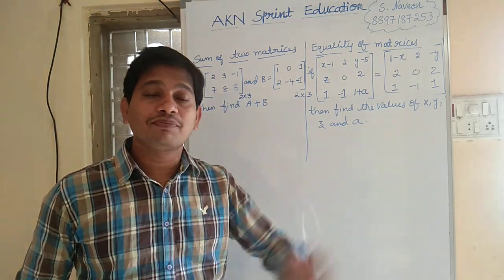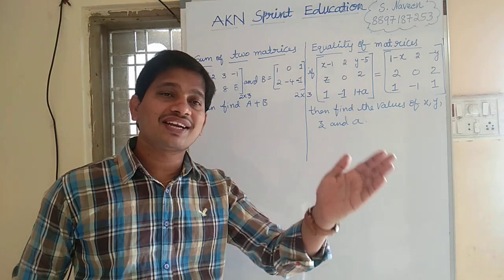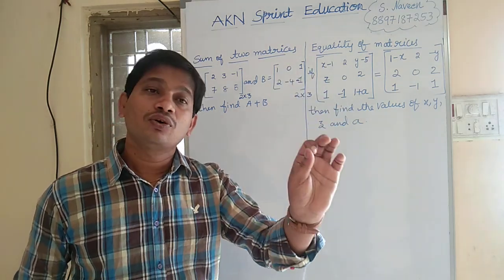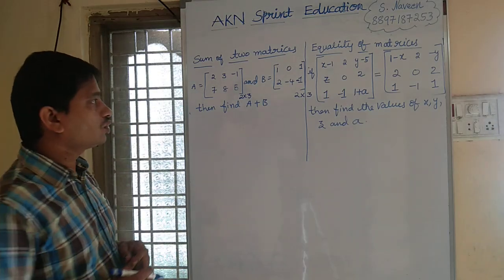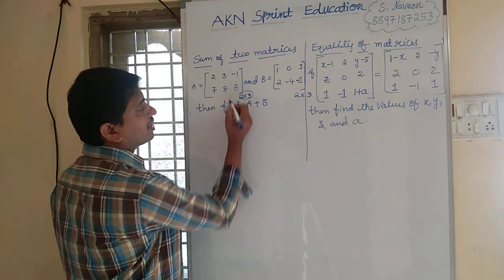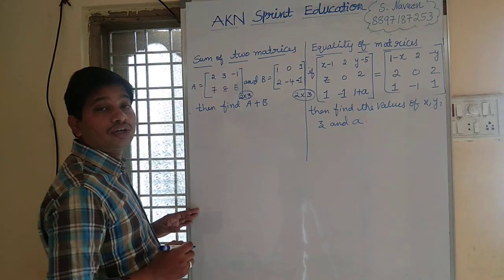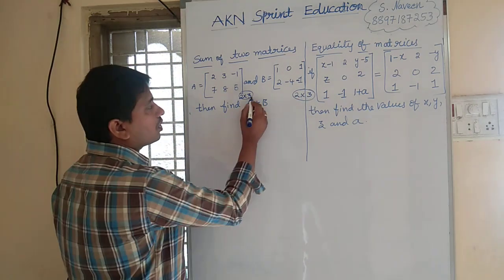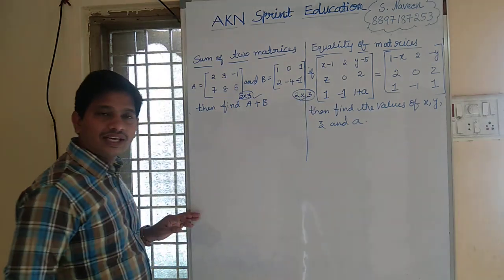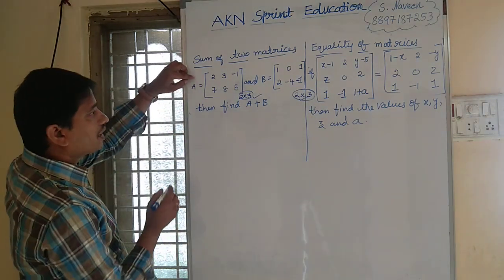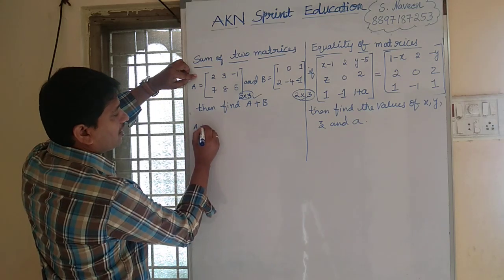if both the matrices A and B have the same order, then only we can find their sum. So A is a matrix of order 2 by 3 and B is a matrix of order 2 by 3. So both orders are the same. Since the order is the same, we can find their sum, children. Okay, so they are asking to find A plus B.